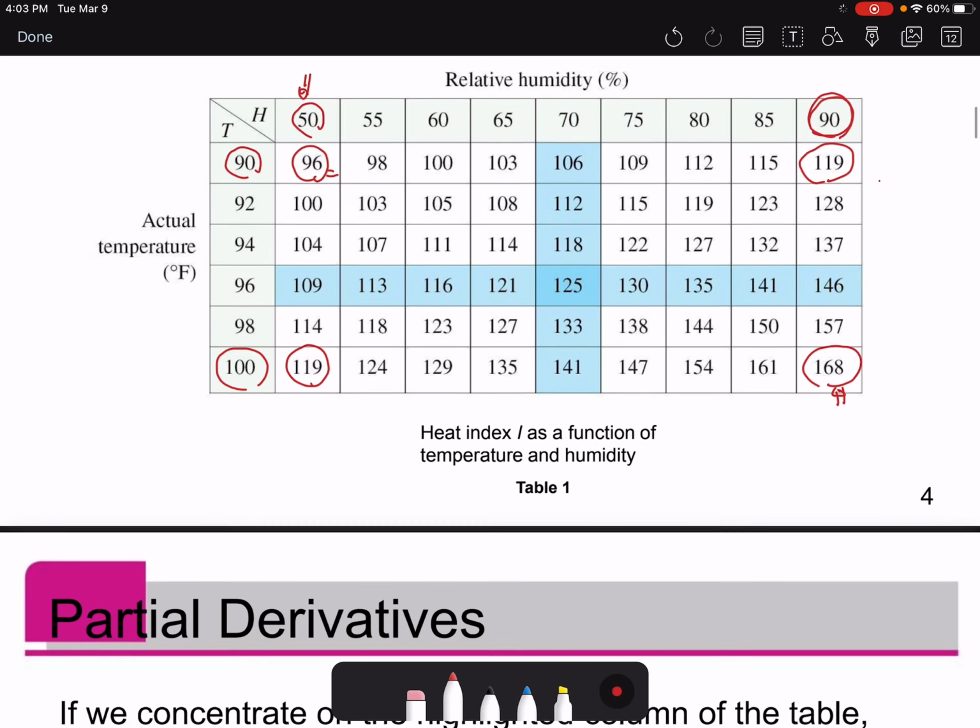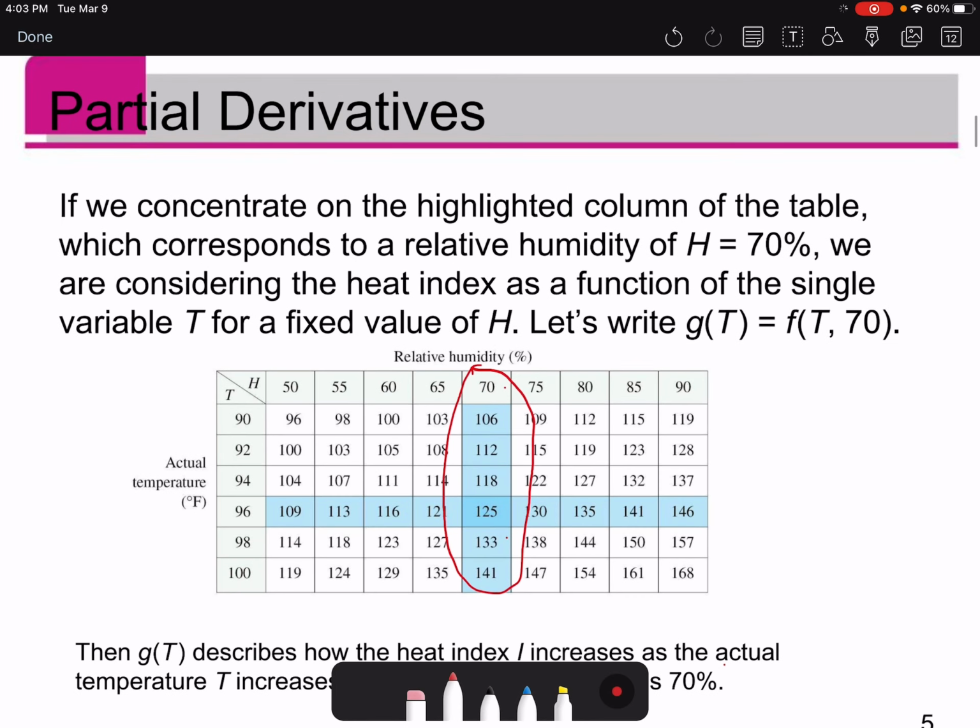So what we're going to do is see how, when the temperature changes by 1 or 2 degrees, the heat index changes. Of course, there are so many different humidities, so we can only focus on one. Right now the relative humidity is 70% and the temperature is 96 degrees. If it goes up and down 1 degree, what will happen to the heat index? That's what we're going to do. We're going to treat the humidity as a constant. It doesn't change from 70% the entire time.